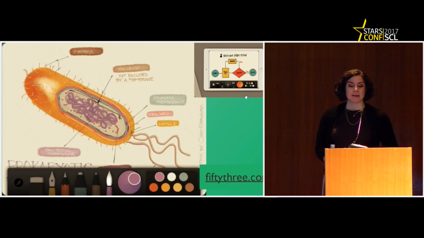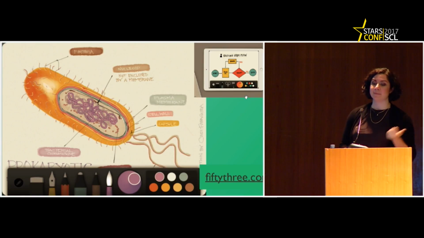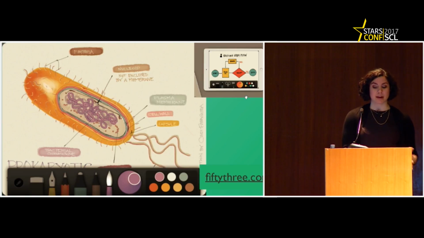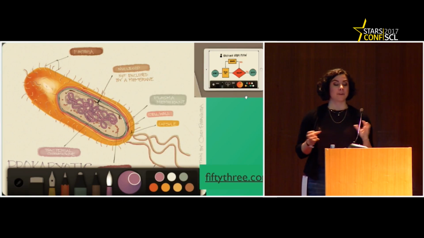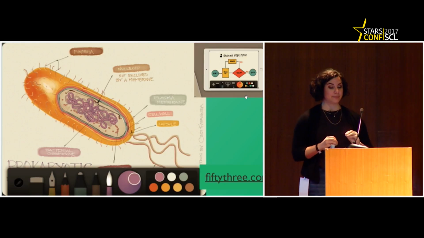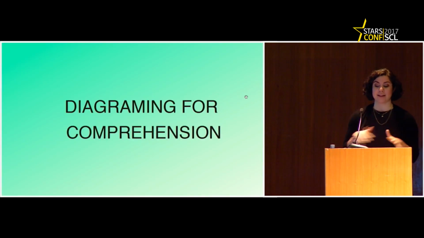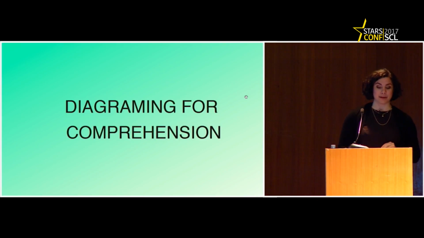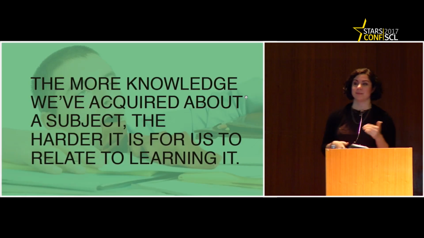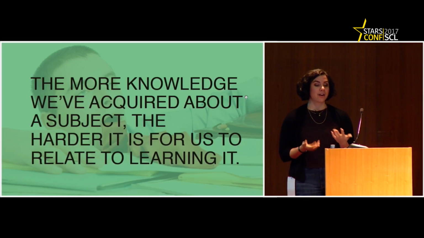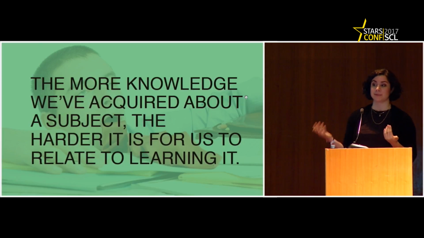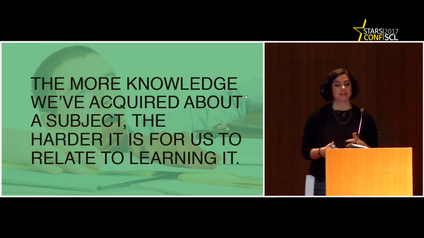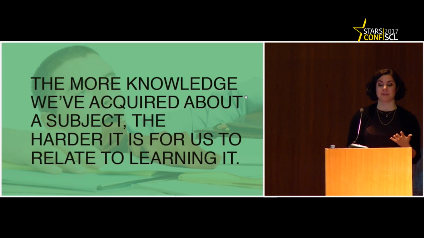So we talked about diagramming a system for other people to use. We talked about some basic elements and how to diagram, and we went over some tools to help you build your own diagrams. But now let's talk about diagramming for your own personal comprehension. I've learned that whenever I create a diagram for my own comprehension, it 100% of the time helps other people as well. The more knowledge somebody acquires about a subject, the harder it is for them to relate to newbies, people who are new to the subject, people who are learning it. So it's important for us to take a step back and try to think about the perspective of your audience.